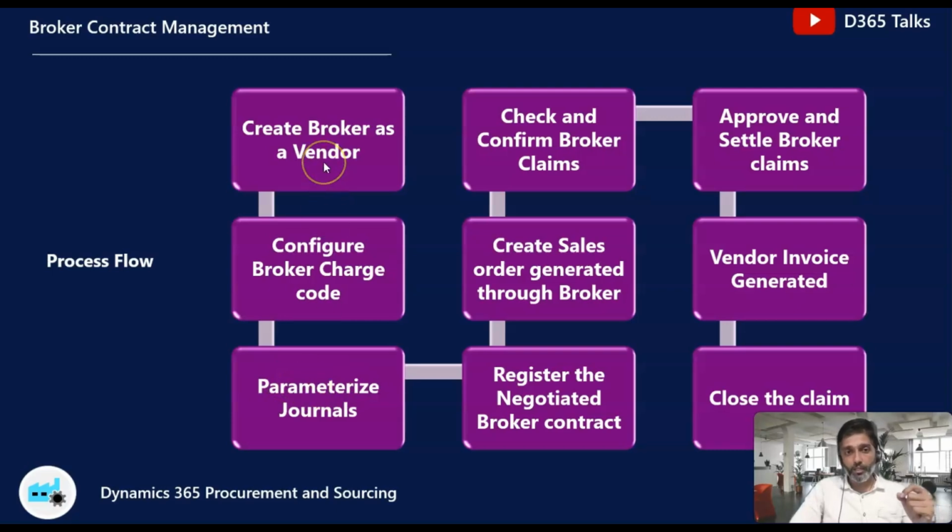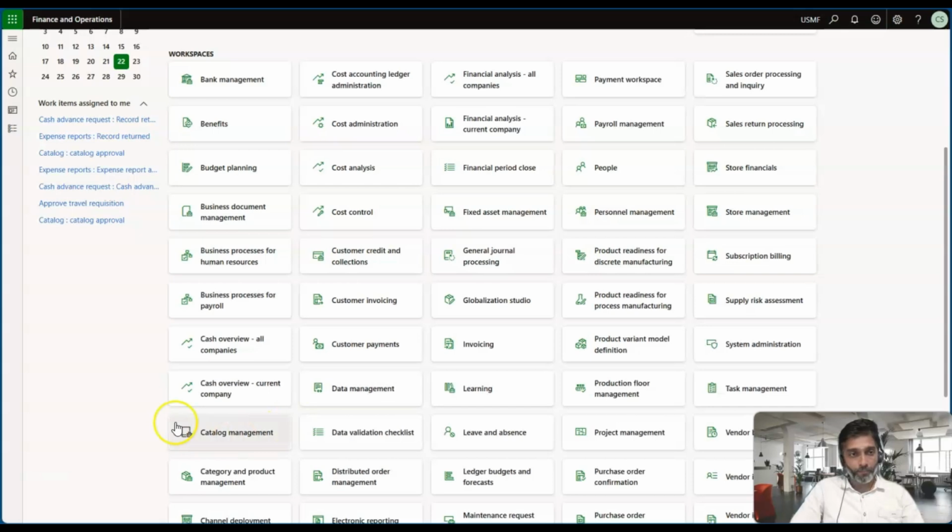So first you need to create a broker as a vendor in the system. Next, configure the charge code. And then third is to parameterize the journals which you are going to use as part of processing these broker claims. So let's get into Dynamics 365.